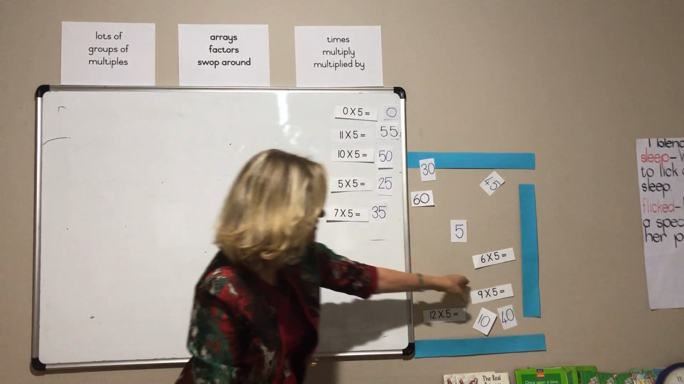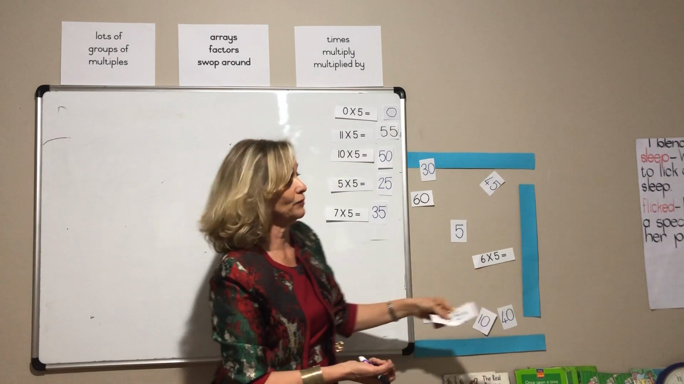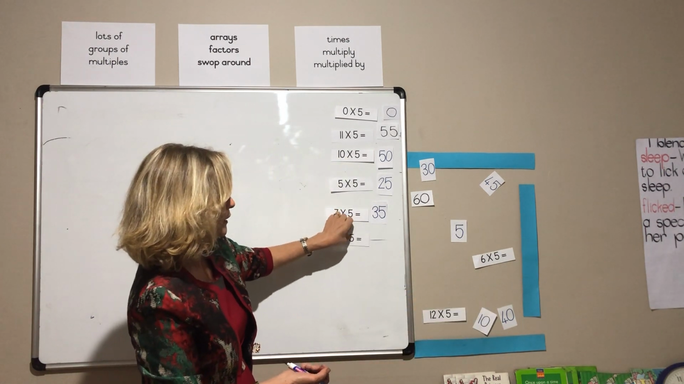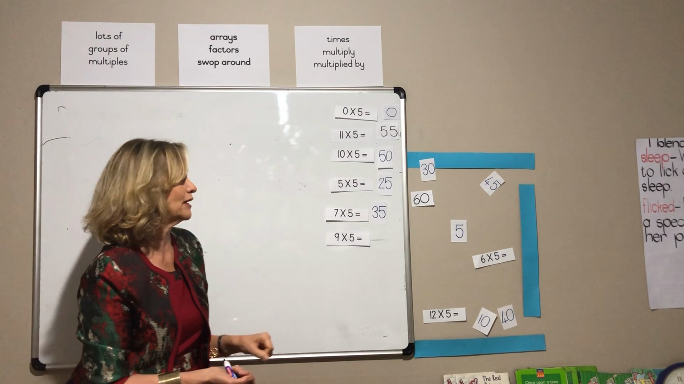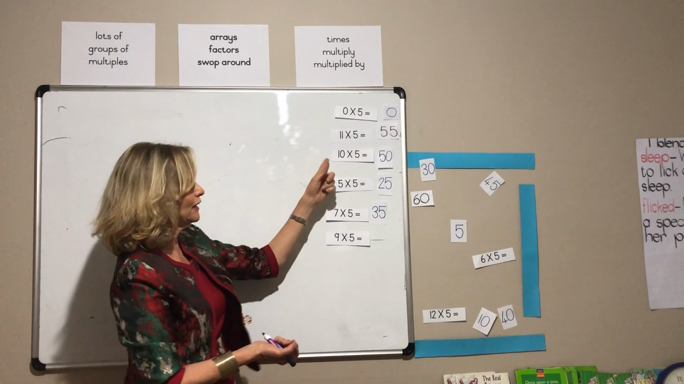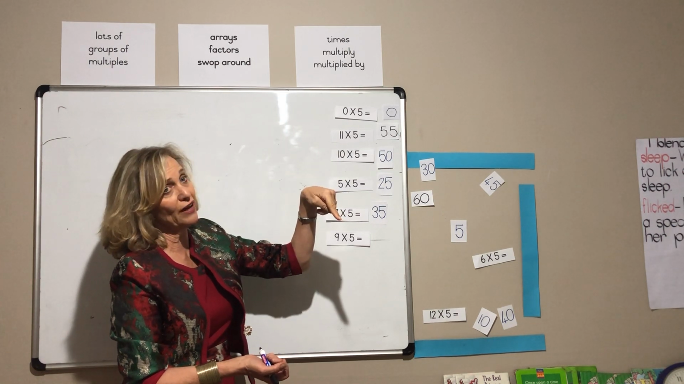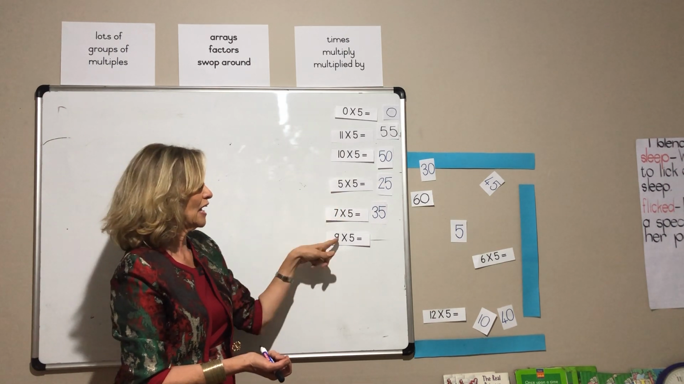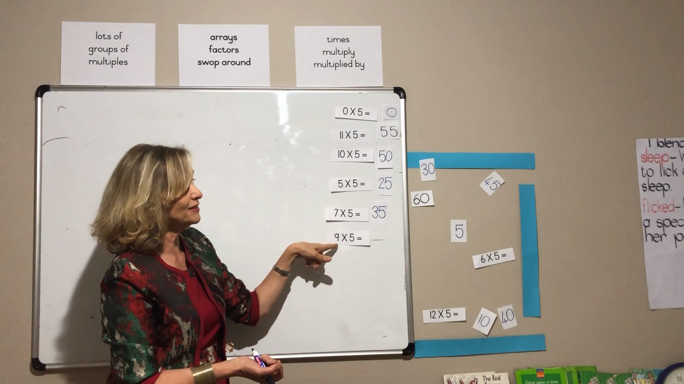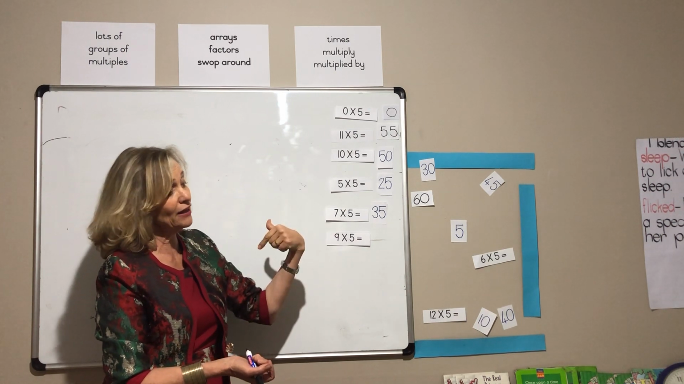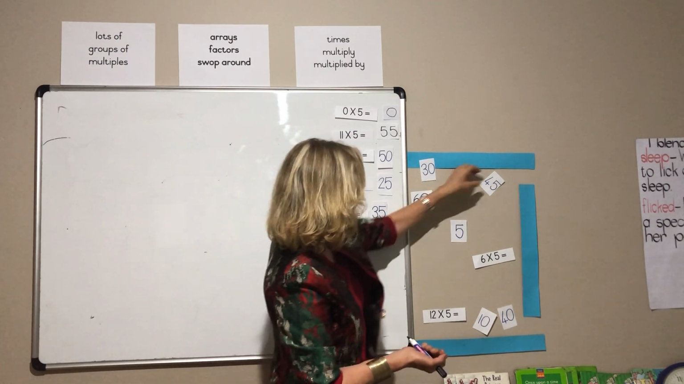Okay, nice. Here's a difficult one. You know what? I cheat on this one. I say, well, if 10 times 5 is 50, 9 is just one group of 5 less than 10 times 5. Count one back. Yeah, 45.